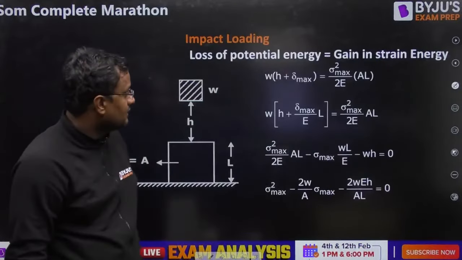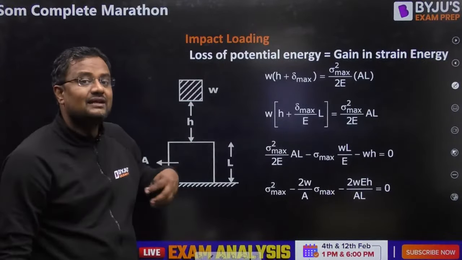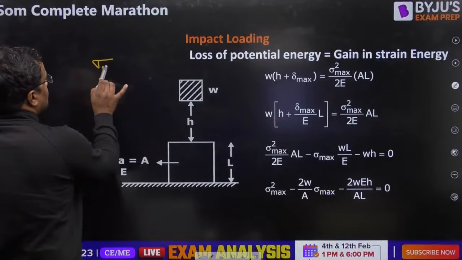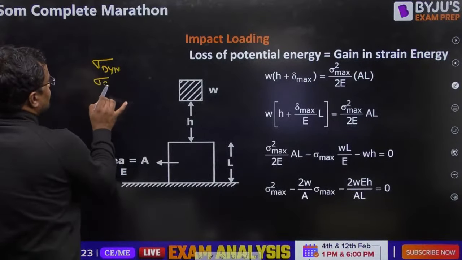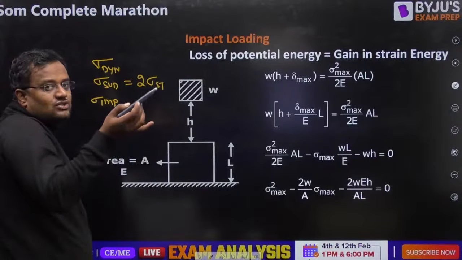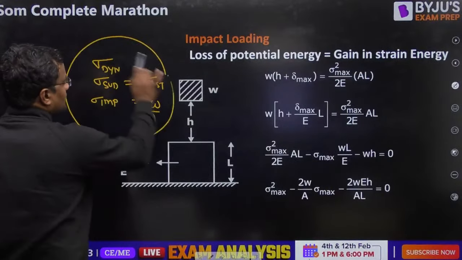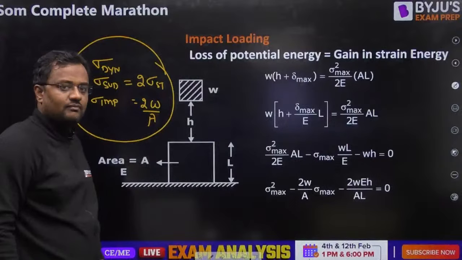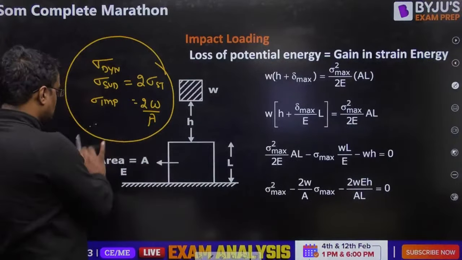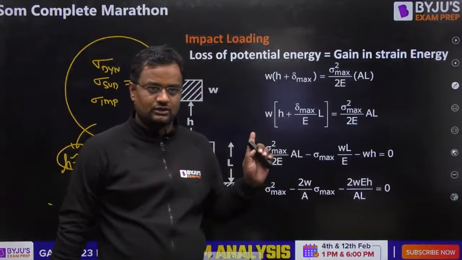Now, impact loading, you just have to know this, that when you are applying a load with negligible height, the stress in that case will be 2 times of stress static. Sigma dynamic or sigma sudden or sigma impact is 2 times of sigma static. If W load is only acting on A area, it will be W by A. In case of sudden loading, I'm not going into the derivation because I already told you this in the original marathon. It will be 2 times of W by A, but only when H is approximately 0. Otherwise you have to calculate from the quadratic equation.